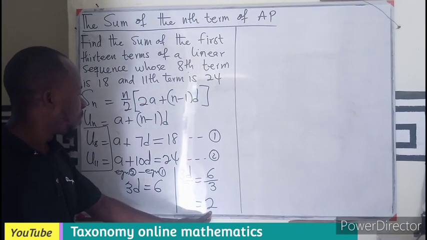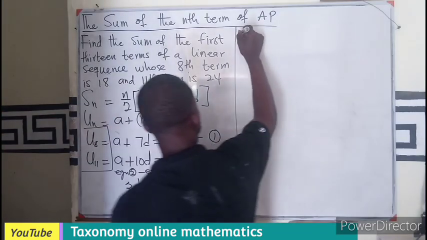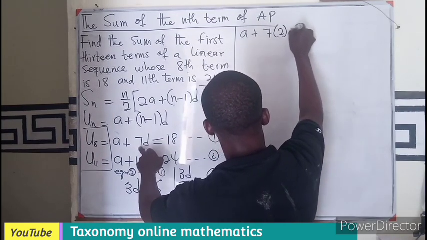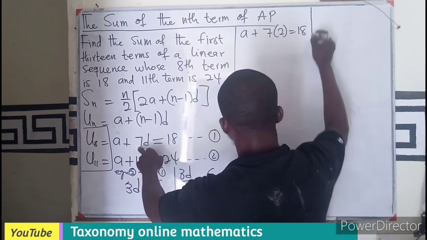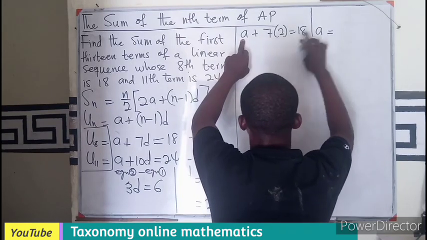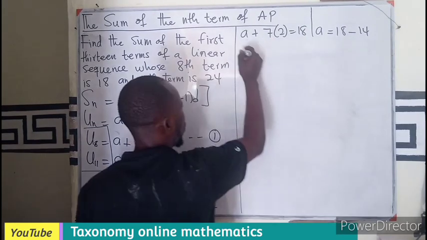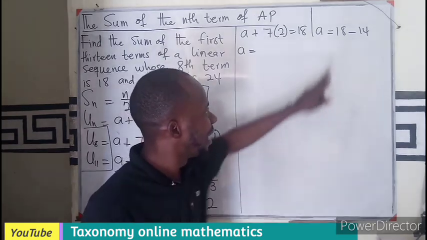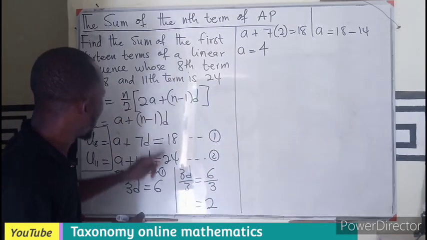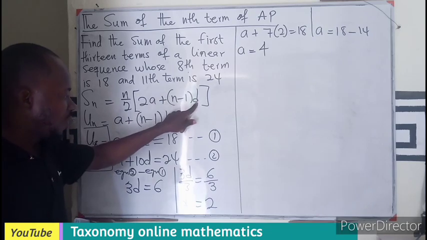How do we get the first term? We substitute back into any of the equations, 1 or 2. So in equation 1, A plus 7D, and D is 2, equals 18. That means I can maintain the A equals 18 minus the product of this, which is 14. So per that calculation, A is going to be 18 minus 14, and that will be 4. So right away, n is known as 13, first term is known as 4, common difference is known as 2.